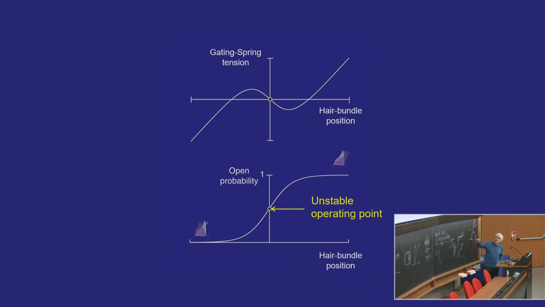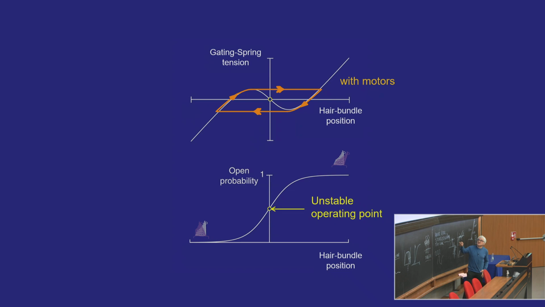If this operating point is unstable, then either we are on the right or we are on the left. If you're on the right, channels are open, there's a lot of calcium flowing into the cell, which will make the channels reclose. So if the channels are open, they will be closed. If we're on the left, channels are closed, little calcium flows into the cell, channels will be open. This is a hand-wavy argument to explain that we get an oscillation around the unstable region of negative stiffness.